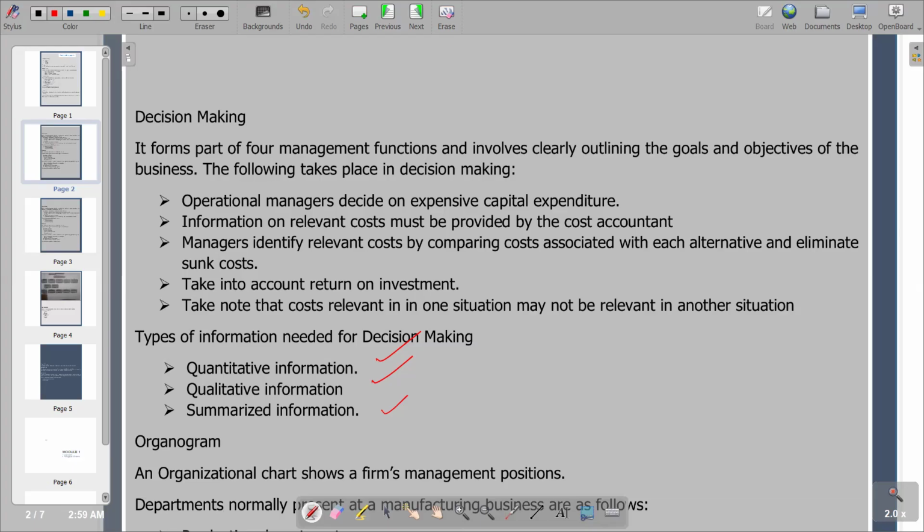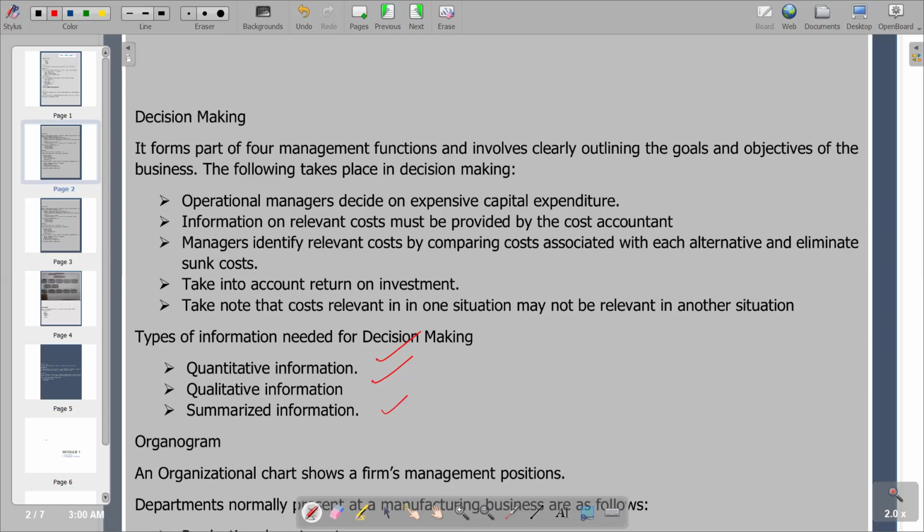Qualitative information is information which cannot be counted. Let's talk about the motivation of the workforce, the labor. The workers, how are they motivated? We cannot quantify the motivation that the labor has. So that is what we call qualitative information. Examples of qualitative information that we can talk about are alternatives available, and economic indicators are also part of qualitative information.